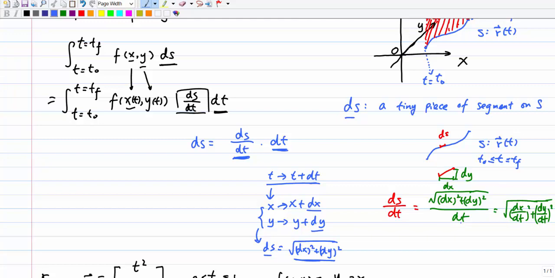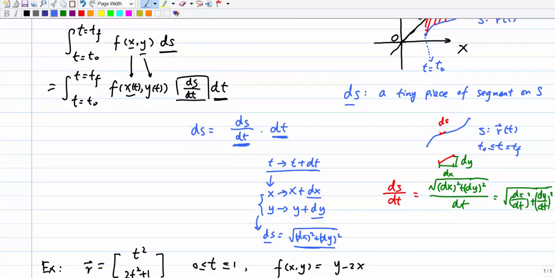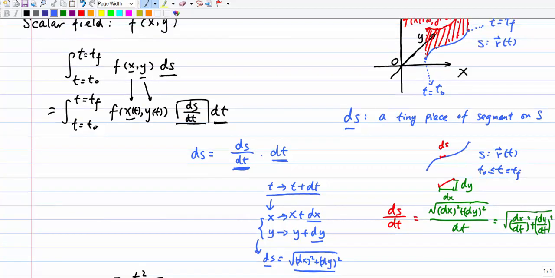Take a square root of that over dt, and we can move the dt inside, which is just the square root of (dx over dt) squared plus (dy over dt) squared. Because we move dt inside, we have to put a dt squared, and we divide each one, so we have this form.